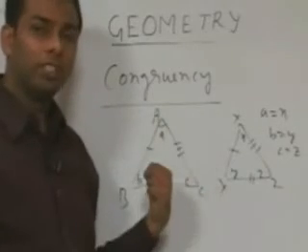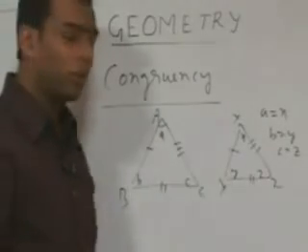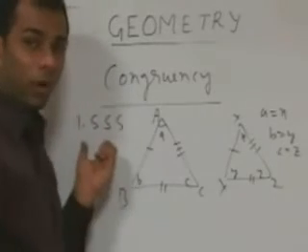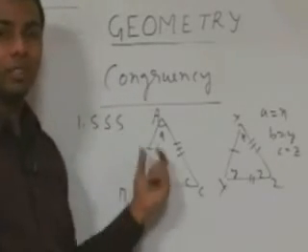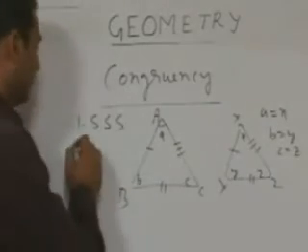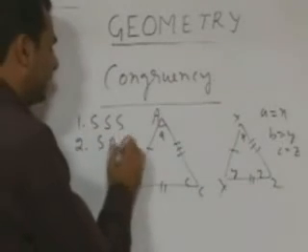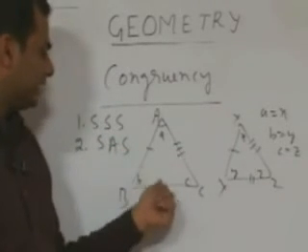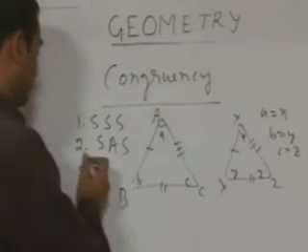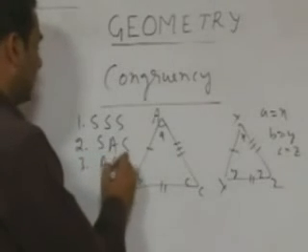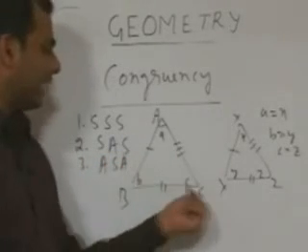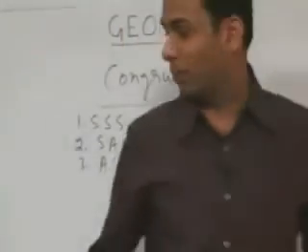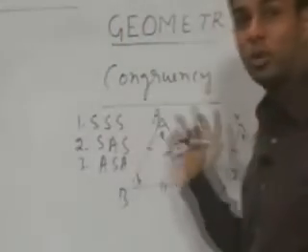And the different properties to prove whether two triangles are congruent or not. The first one is SSS. If all 3 corresponding sides are equal, it means the two triangles are congruent. The next one is SAS: two sides and this angle. And the third one is ASA: the two angles and the corresponding side. So these are the 3 important theorems to prove whether triangles are congruent or not.